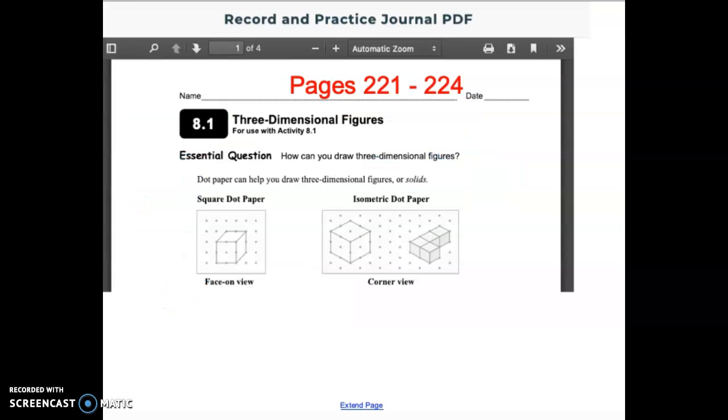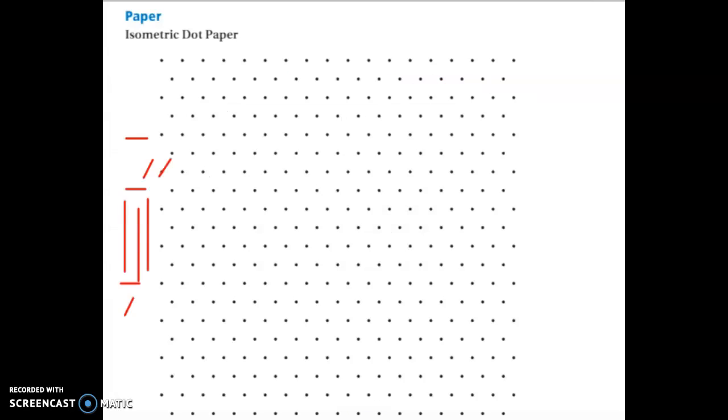Now I'm going to show you your workbook pages. Please do pages 221 through 224 just as a little practice, and then you've got your Big Ideas homework already assigned for you there. Let me take a second and show you isometric dot paper. And again, I put this out there for you, and I think this gets pretty fun because it allows that real 2D to become very 3D.